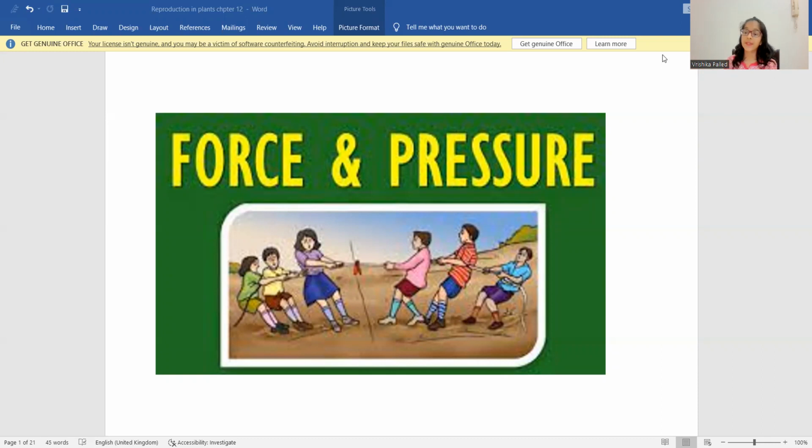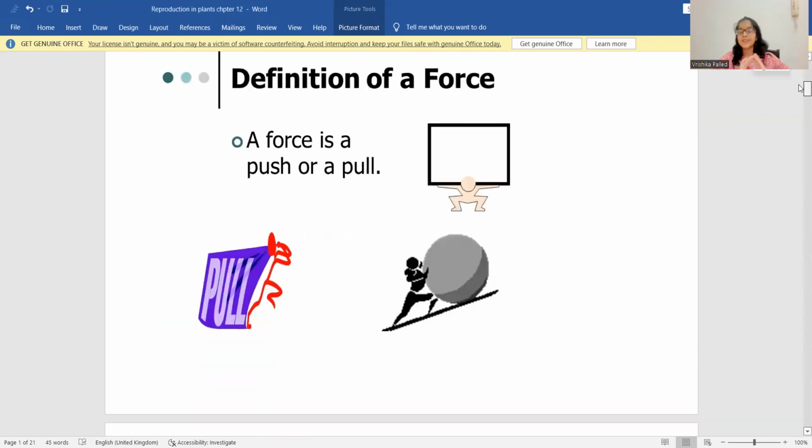Today I'll be explaining the chapter Force and Pressure from the Class 8 Science textbook. Let's begin. First, let us understand the term force. A force is a push or a pull applied on an object.